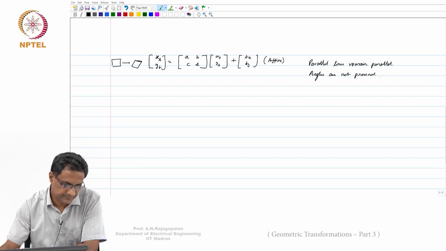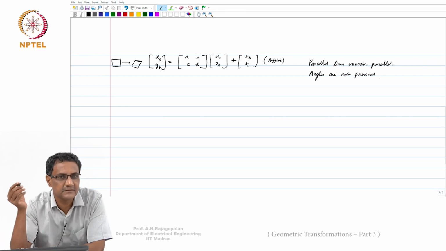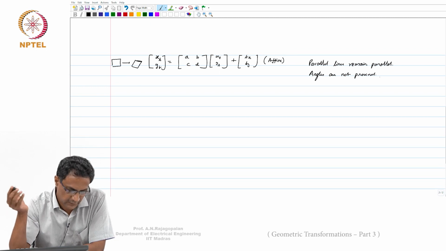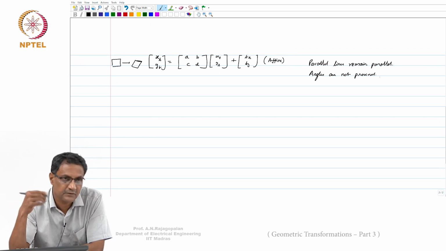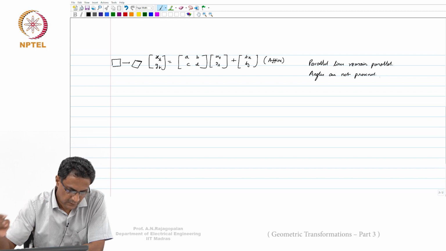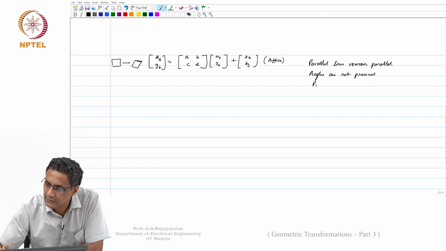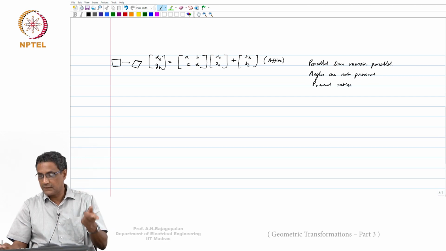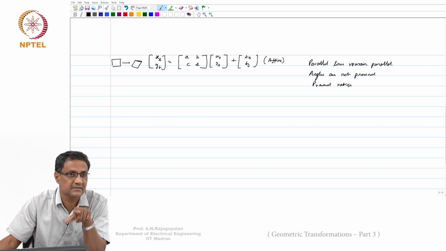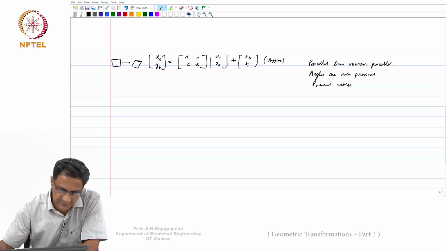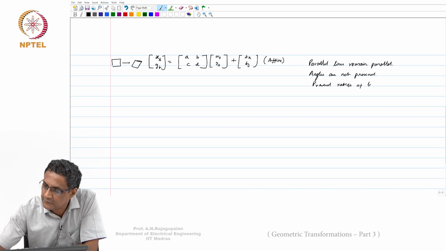Actually, what it does is preserve what is called a cross ratio. It preserves ratios of lengths of the parallel segments. See, in the earlier case, what I had written was that it will preserve ratios of lengths of not necessarily parallel segments. Here, this will preserve ratios of lengths of the parallel segments.